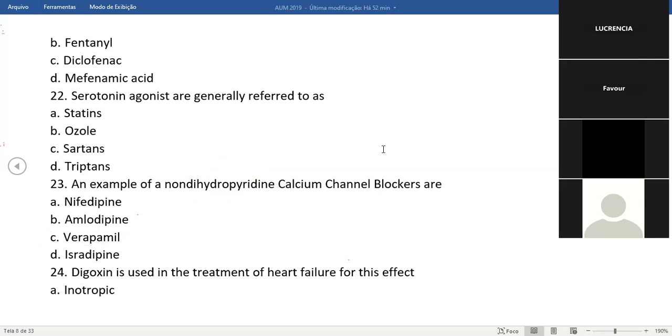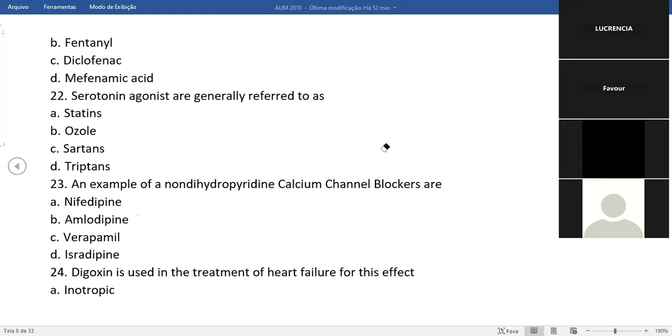But for the non-dihydropyridines, we have verapamil and what? Who can remember the second one? Diltiazem. Verapamil and diltiazem are the non-dihydropyridines.